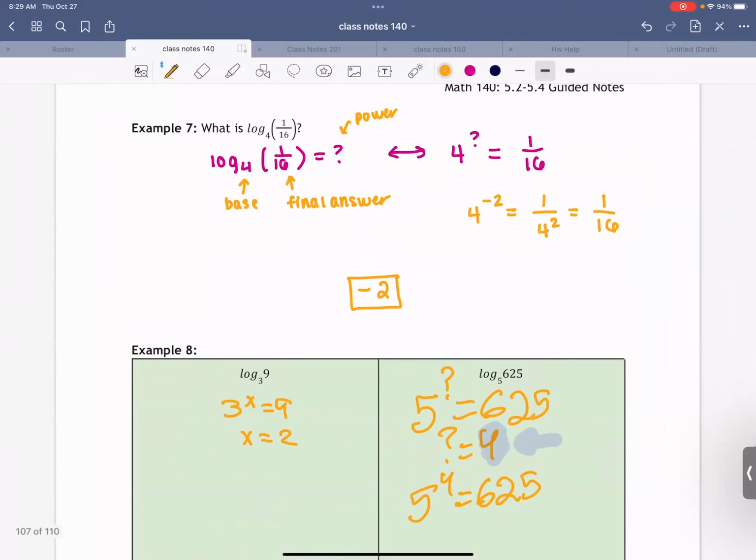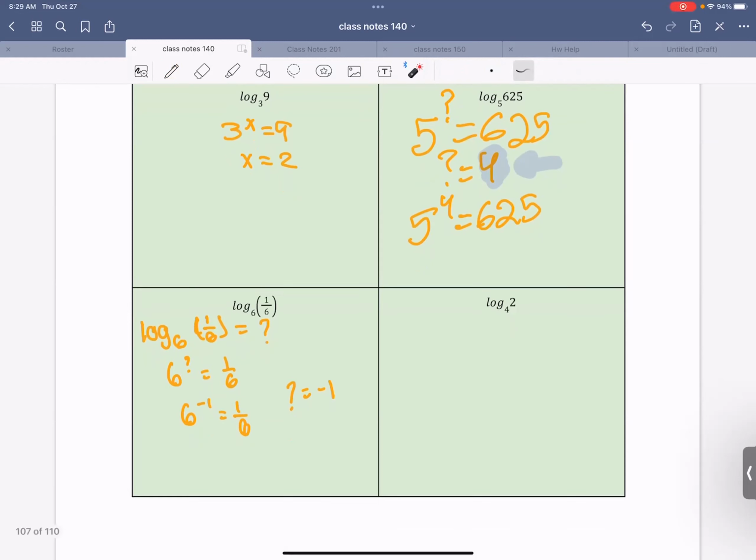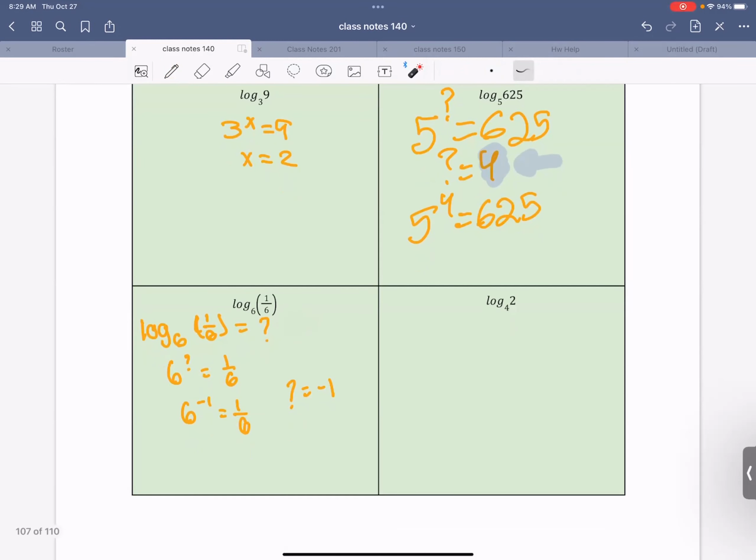All right. Finally, something very similar to example number 7, we have log base 6 of 1 over 6. Who wrote that? Was it Marissa? Do you want to take us through this one? Yeah, so I started by rewriting it just because that's how I think. And then I rewrote it into exponential form. And then I realized that it's pretty much the same as the one that we did above. So I realized it was negative. Perfect job. Any questions on the negative one here?